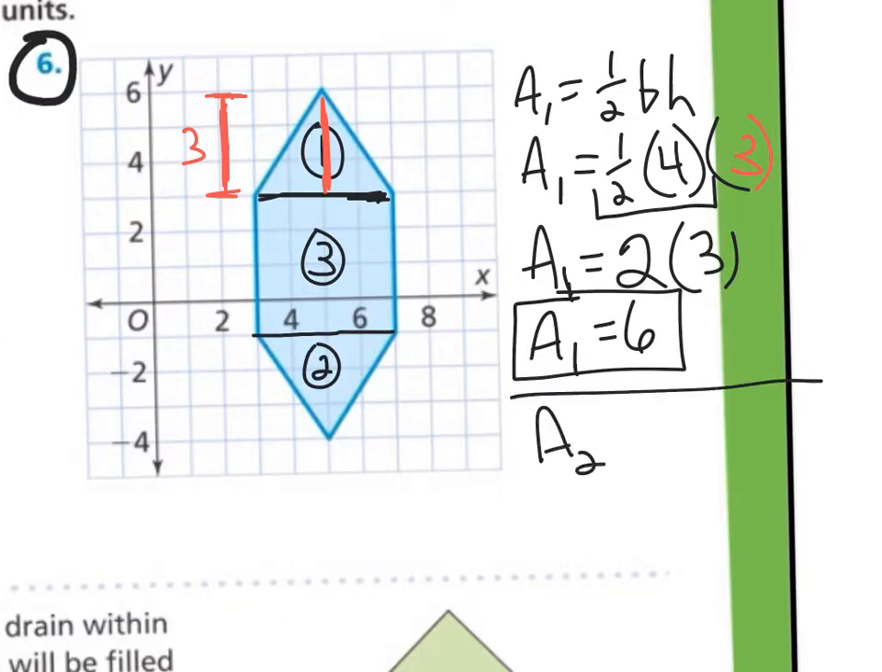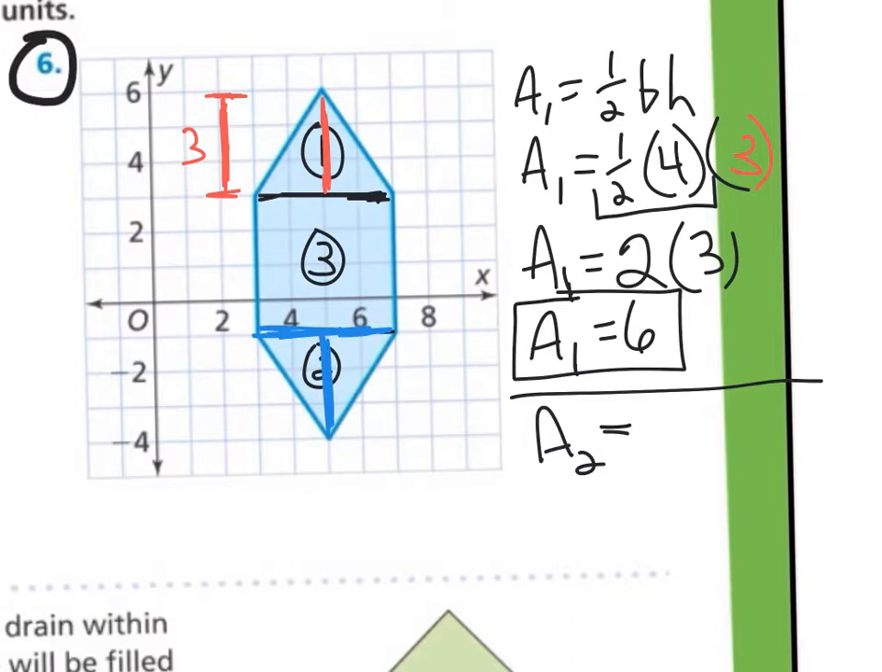Again, that second triangle I'm kind of thinking looks the same. What we want to do, let's go ahead and just measure that out and make sure that these are the same. So if we go across, is that base 4? Looks like it is, yes. And is the height 3?